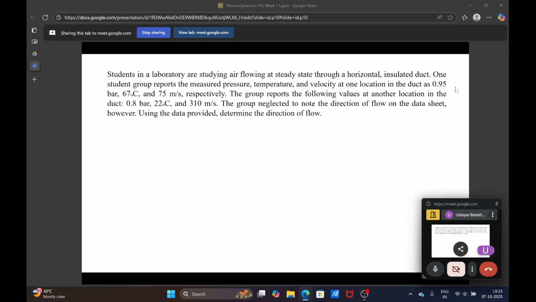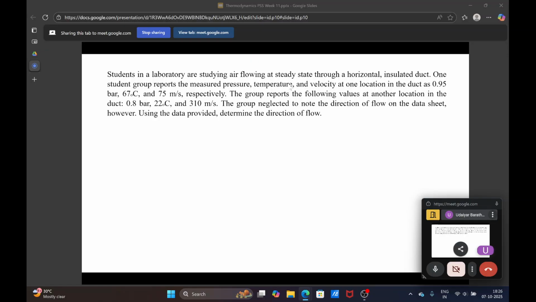So is it from point 1 to 2 or from 2 to 1? That's what we need to find out. To do that, we'll find out the entropy generation from point 1 to 2, and if it turns out to be negative, it says that the process can happen only from 2 to 1. So that's the general idea of determining how the process is happening.